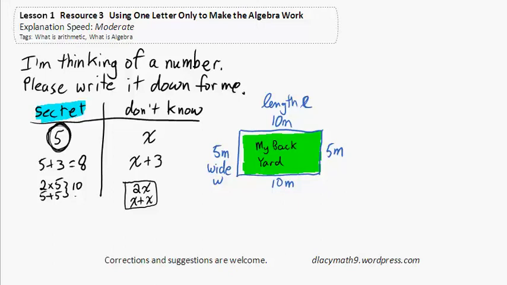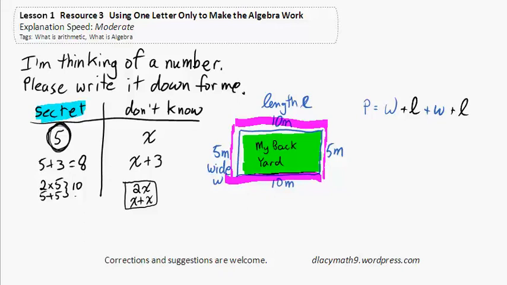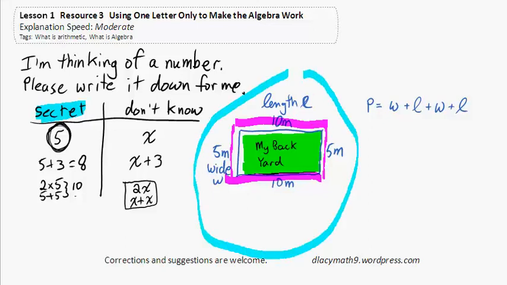Here's why. If I have the perimeter, that would be equal to the width plus the length, plus the width again, plus the length again. Now here's what I want you to notice about my imaginary backyard. First of all, it all adds up to 30 meters all the way around.